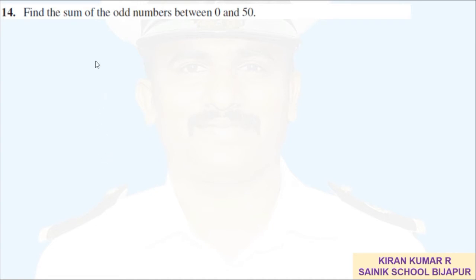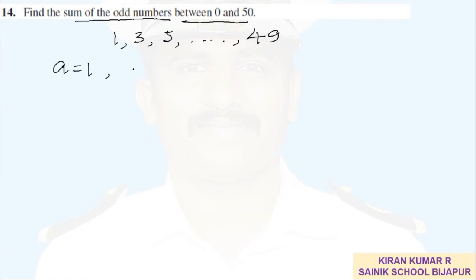14th question. Find the sum of odd numbers between 0 and 50. What are the odd numbers between 0 and 50? 1 is the first odd number, next is 3, next is 5, until the last odd number is 49, which is less than 50. In this case, a is 1, d will be 3 minus 1, which is 2, and n will be 25.